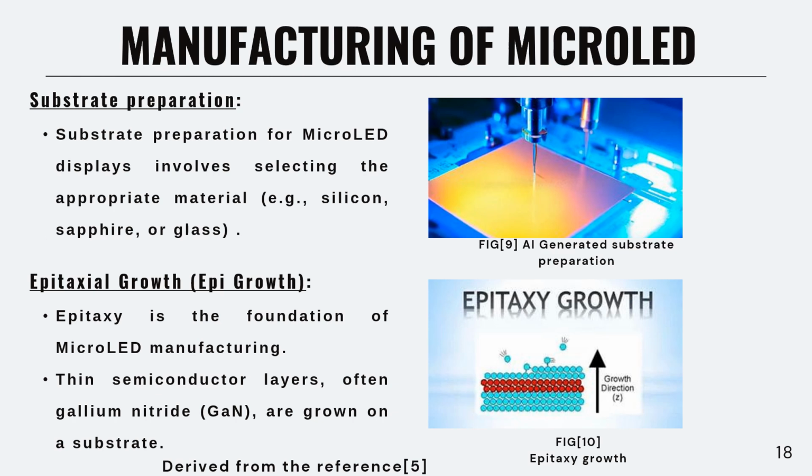The third point is efficient light emission. Gallium nitride is a direct band gap semiconductor, which makes it highly efficient at emitting light when an electric current is applied. This property is essential for micro LED displays, where the efficient conversion of electric energy into light is crucial for brightness and energy efficiency.